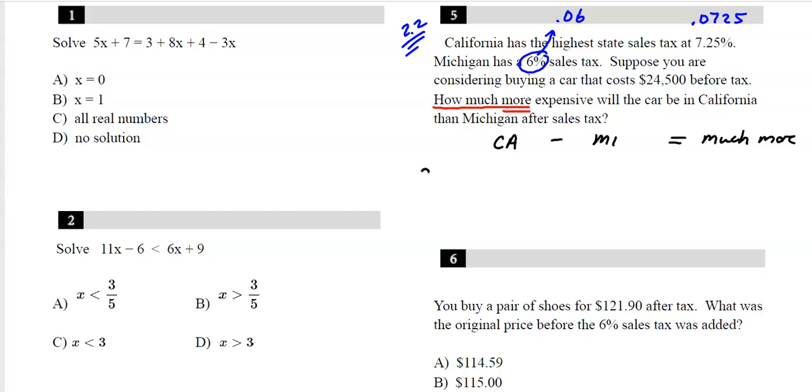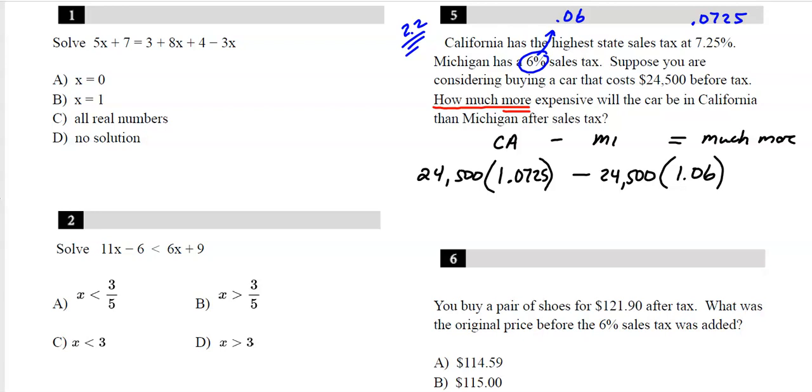So for California, we have $24,500. Now, if you multiply it by 1, that would be no tax. That'd be just paying for the car. But then we have to add another 0.0725 because we're in California. And then the Michigan price would be the car times 1.06, and that's tax everything out the door. The 1 just makes it to where you don't have to add it back in after the fact, finding tax separately.